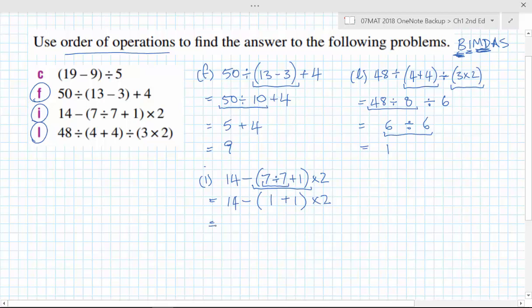I then still do anything inside the brackets. So inside the brackets here, I have 14 take, what's 1 plus 1? That's 2, times 2. I then look for multiplication and division. Multiplication's here, so I do that first. 14 take 4. And what's 14 take 4? 10. So that's how I go about doing all of this.